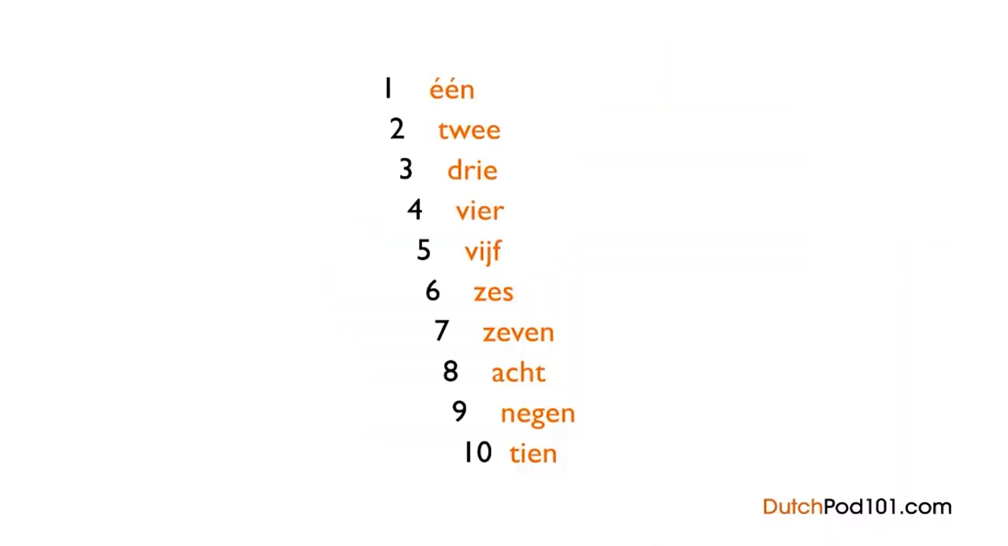Okay, now repeat after me. I'll say the numbers and give you time to repeat each one. Eén. Twee. Drie. Vier. Vijf. Zes. Zeven. Acht. Negen. Tien.